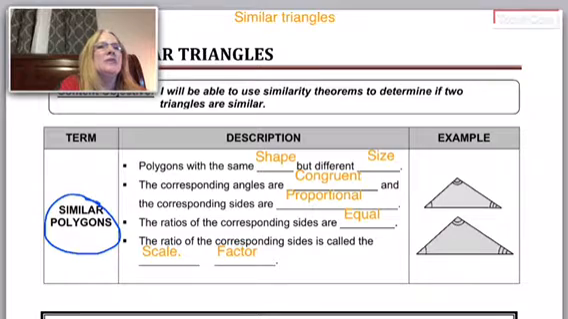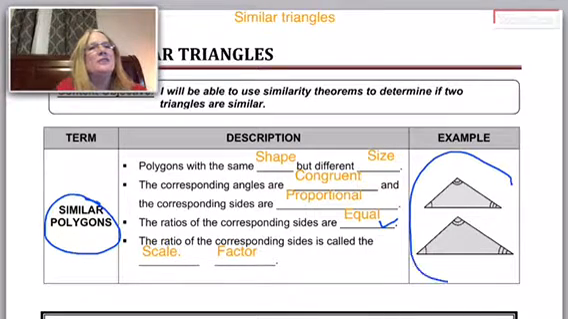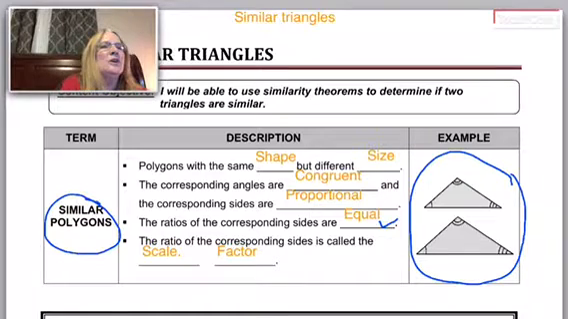The corresponding angles are congruent. The corresponding sides are proportional. The ratio of the corresponding sides are equal. And the ratio of the corresponding sides is called the scale factor. Okay, and so triangles are obviously polygons, so all of those rules are true in respect to triangles. Now we're going to look at some special rules for triangles.